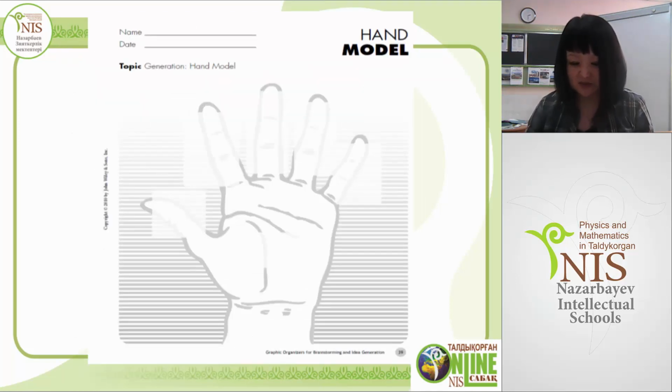What is hand model? Hand model is useful for the 5 W questions: who, what, when, where, and why. Each finger on the hand can correspond with each W question, and the palm of the hand can be used to record information that answers how.